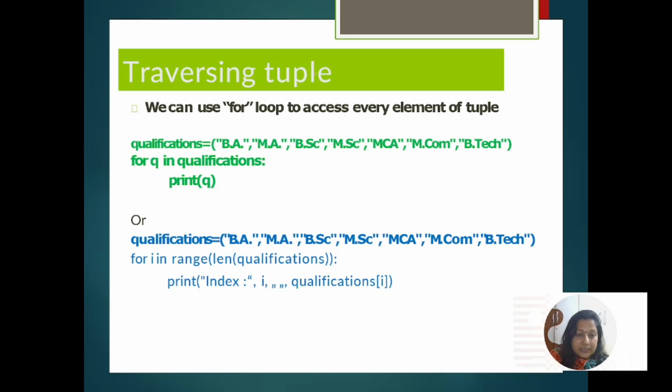Again, traversing tuple. What is the meaning of traversing tuple? You are going to access each element separately by using the for loop. That we can call traversing. Traveling each element through the looping concept is called traversing.